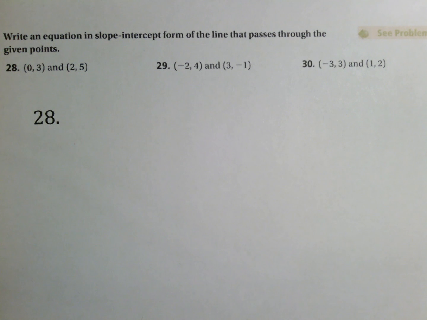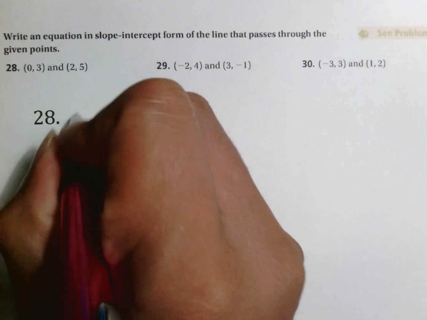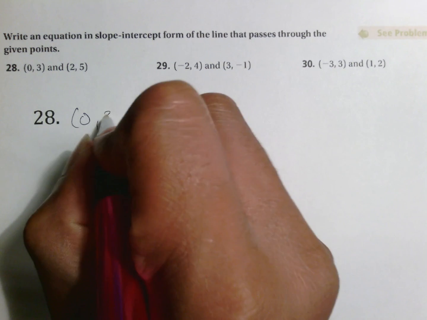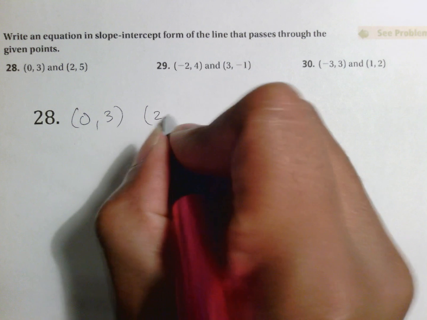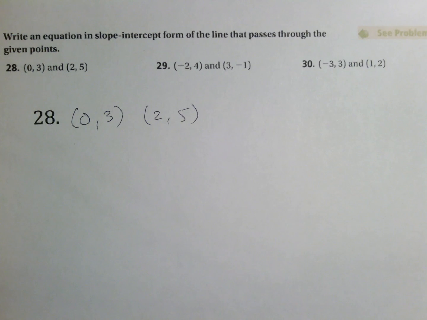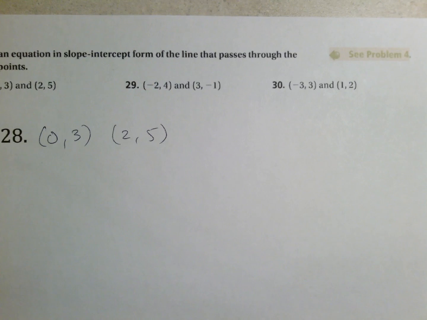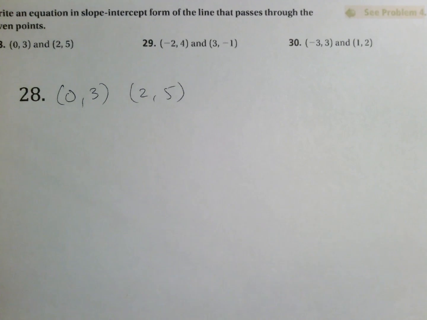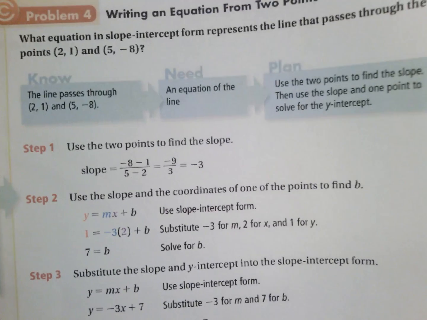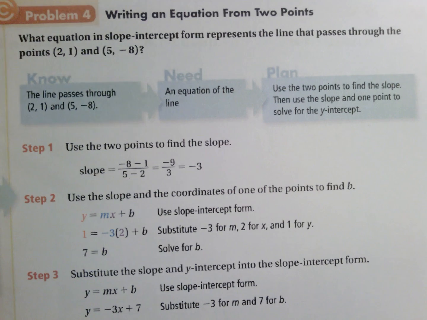This here is asking us to write an equation in slope-intercept form of a line passing through two certain points. 28, for example, is asking for the line passing through (0, 3) and (2, 5). And again, I'm trying to teach you how to use the books. Looking up here, it says see problem 4, so let's go ahead and look at problem 4 and see what this is talking about to determine what we need to do on our own.